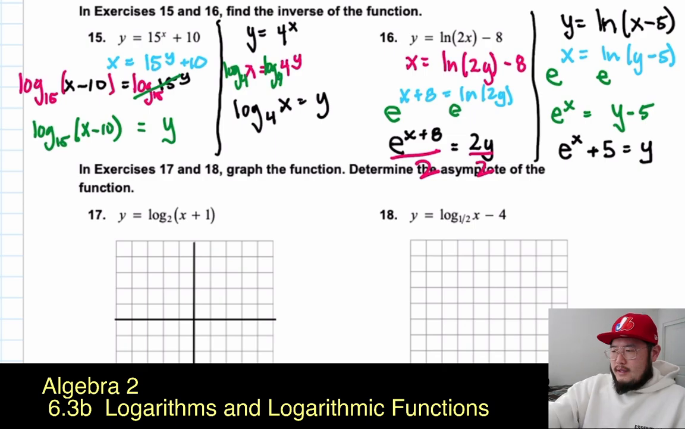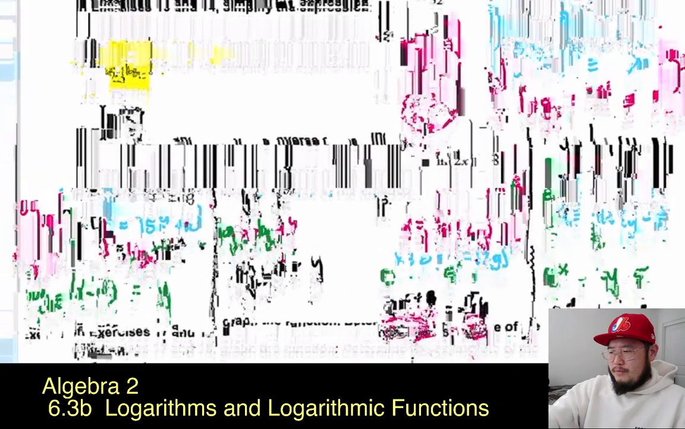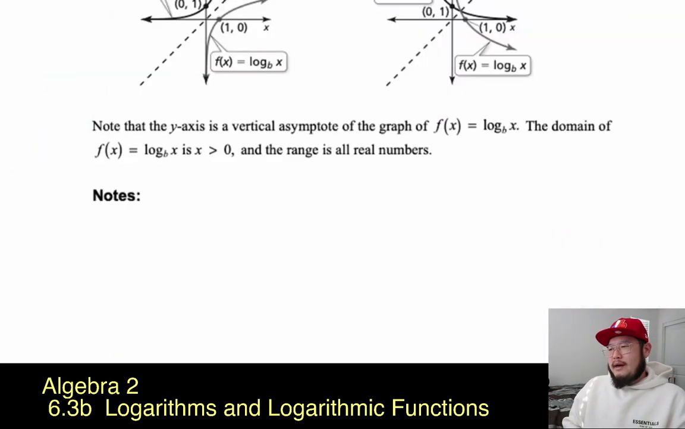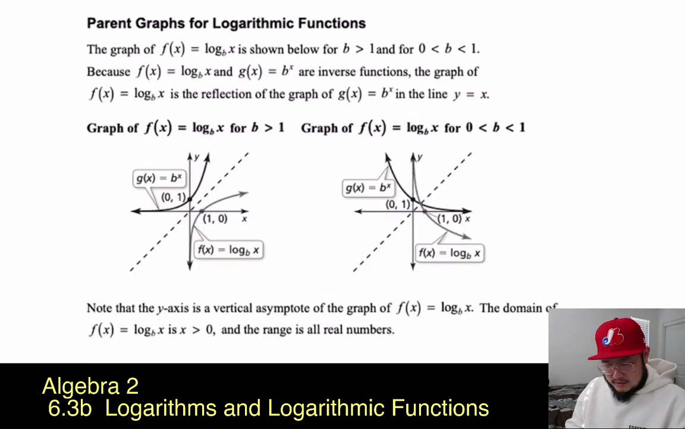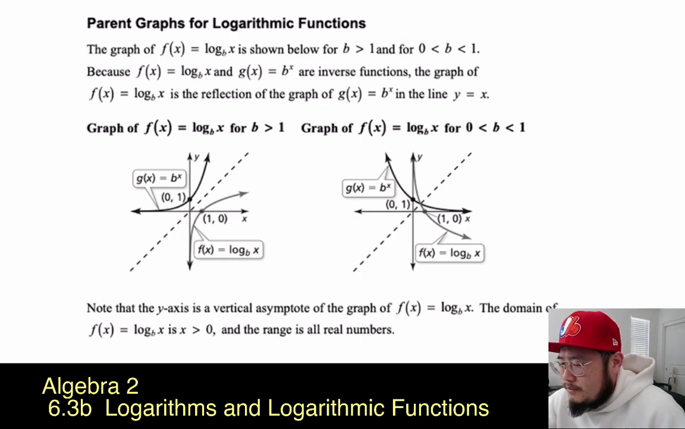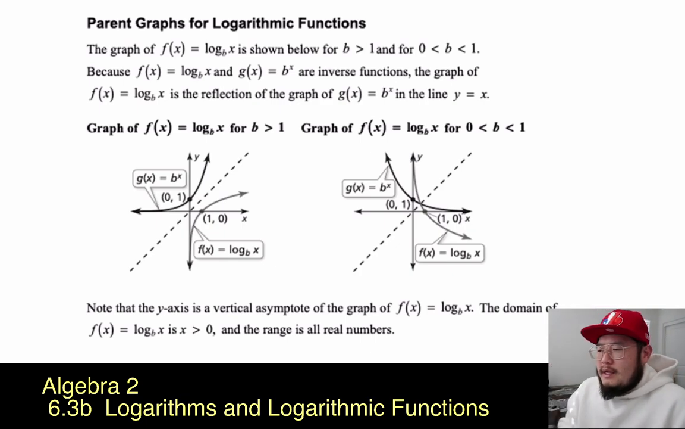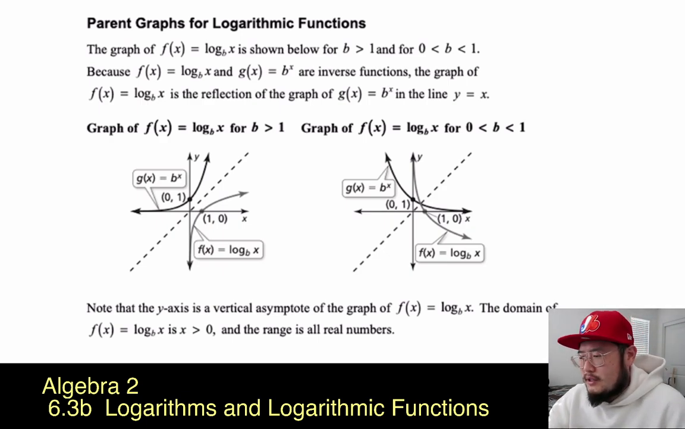The last thing for us to look at, I'll go back to our notes right here where we're talking about parent graphs of logarithmic functions. That is on page 167 of the student journal. One of the big important things to realize here is this: when we're looking at logarithms and exponential functions, remember, they are inverses of each other. Let me highlight that right here. They're inverse functions.